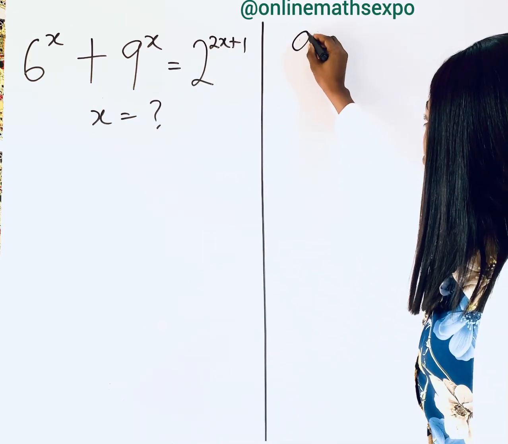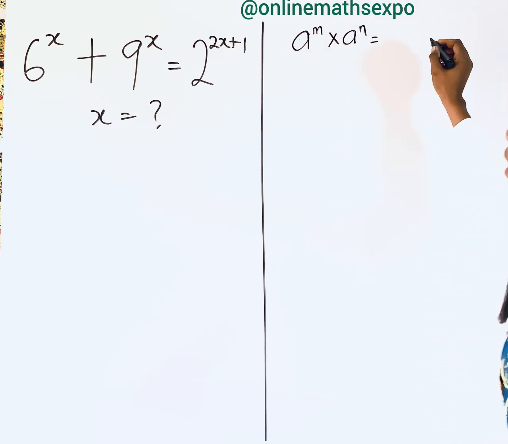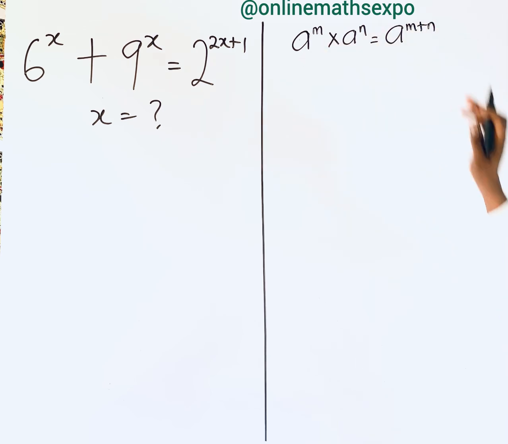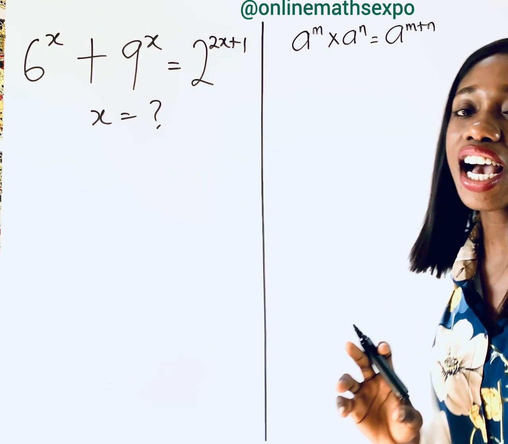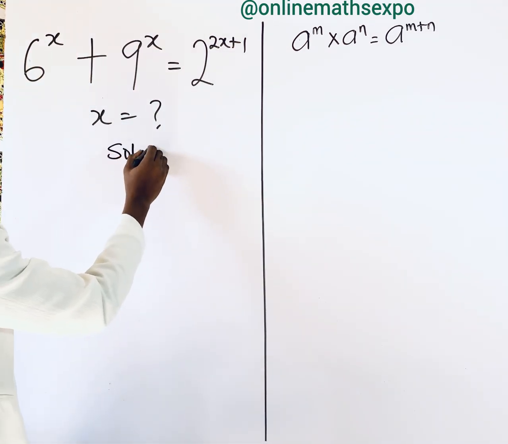We know that if I have a to the power of m multiplied by a to the power of n, it gives me a to the power of m plus n. This will turn to addition. Okay, now let's see how this rule helps us in solving this. So we're going to begin with the solution.